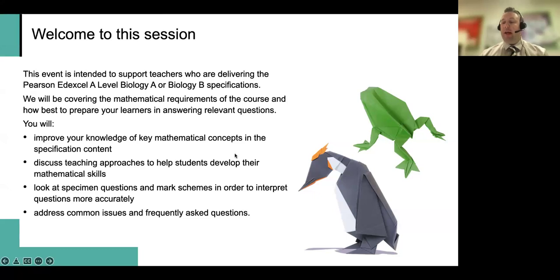Today, as I said already, we're going to look across both specifications, biology A and biology B specifications. We're going to look at some of the mathematical requirements within the specification. And hopefully by the end of the session, we'll have achieved a couple of aims. Hopefully we'll have improved your knowledge of the key mathematical concepts that is required of the specification. We'll look at some ideas for teaching approaches towards the end that will help you to deliver some of these mathematical skills.